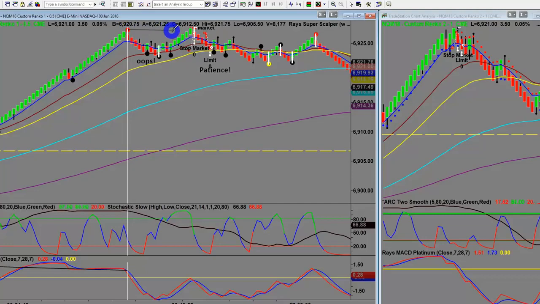It formed a beautiful double top, so I shorted again, and let me just go to the trading DOM. 12 ticks it was. So I picked up 12 ticks on this move here, which is $60. So I lost $60, and picked up $60 on that double top.